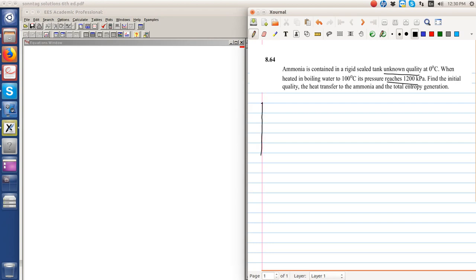Okay, so let us try to convert the wording of the problem into something which we can work with, some kind of schematics and mathematical derivations. So we have a rigid tank. Okay, so it's not insulated, my bad. So the tank is not insulated. It's a rigid tank, so the volume is constant, the specific volume remains constant.